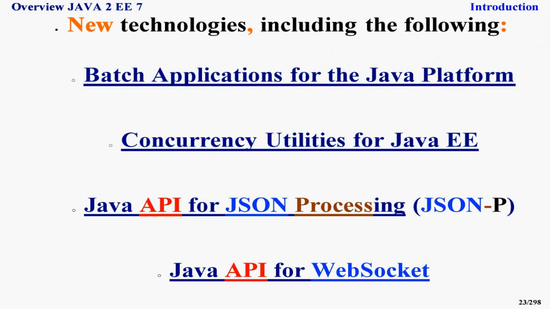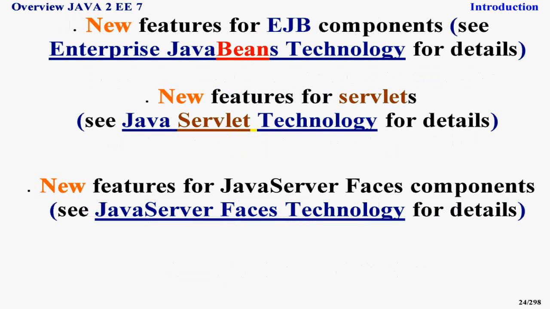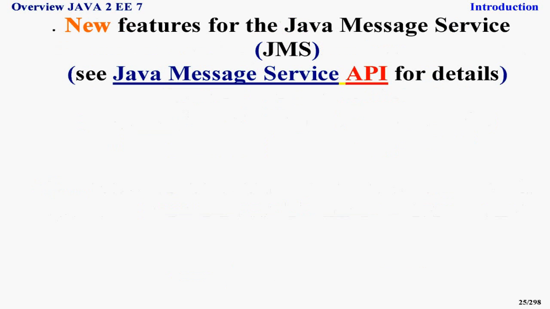New technologies, including the following: Batch Applications for the Java Platform, Concurrency Utilities for Java EE, Java API for JSON Processing (JSON-P), and Java API for WebSocket. New features for EJB components. See Enterprise JavaBeans Technology for details. New features for Servlet. See Java Servlet Technology for details. New features for JavaServer Faces components. See JavaServer Faces Technology for details. New features for the Java Message Service (JMS). See Java Message Service API for details.